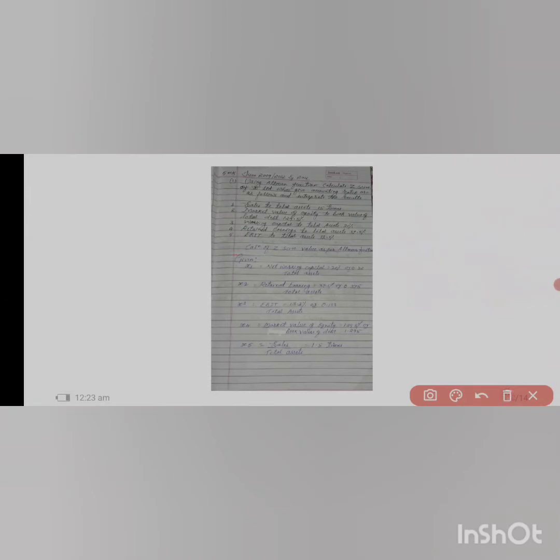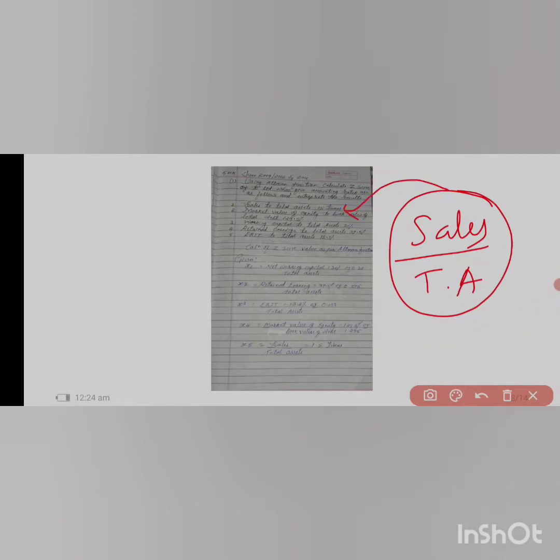So what all have they given? Sales to total assets, which means sales divided by total assets. We have learnt it like this, but the presentation of the question is like this. If they present the question in a different way, we have to understand it. So here sales to total assets is 15 times. So sales divided by total assets is given as 15 times, which means this is the value of X5.